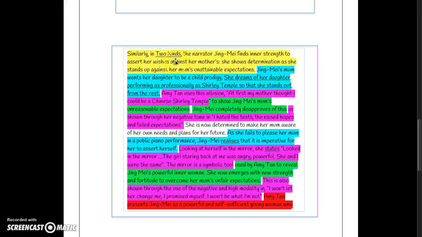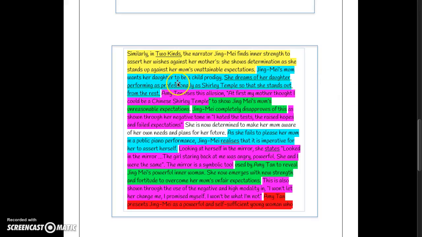So, similarly, in Two Kinds, the narrator Jing Mei finds inner strength to assert her wishes against her mother's. She shows determination as she stands up against her mom's unattainable expectations. I am taking the perspective that Jing Mei is a woman warrior. Okay, you could take the opposite perspective, that's okay. But you need to say, however, in Two Kinds, there is a contrast, of course. Jing Mei is not presented as a woman warrior. But that is up to you, okay?